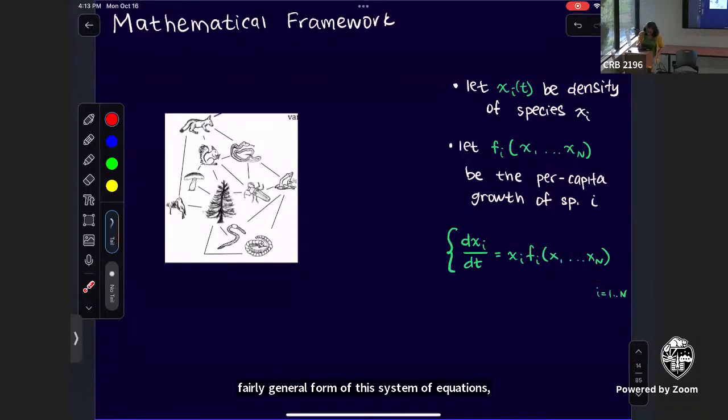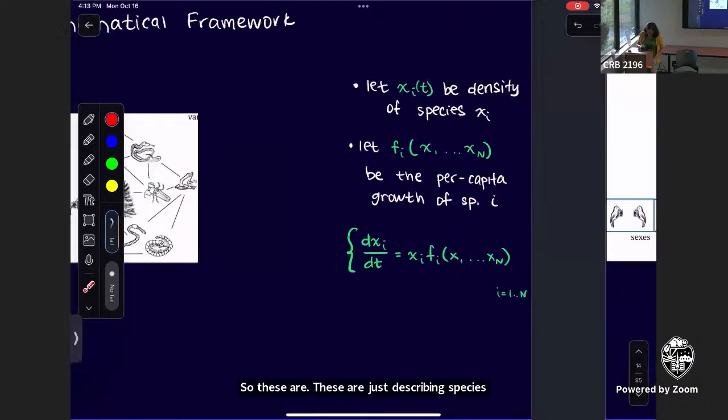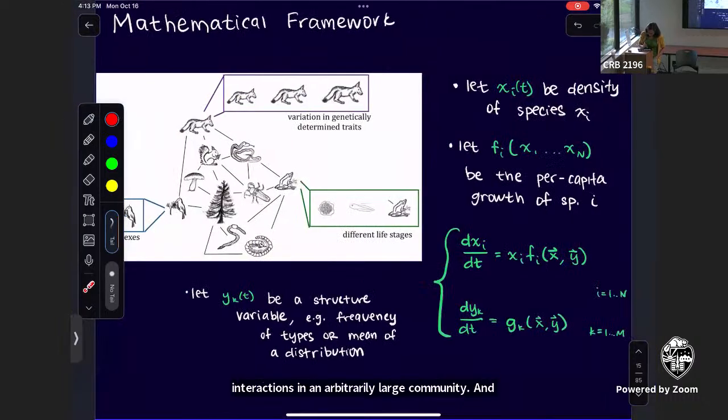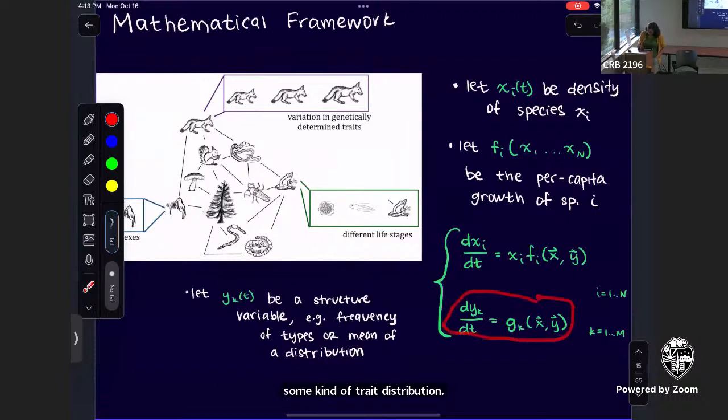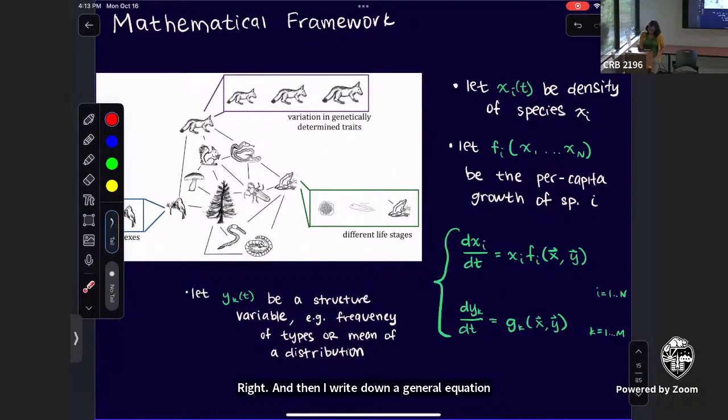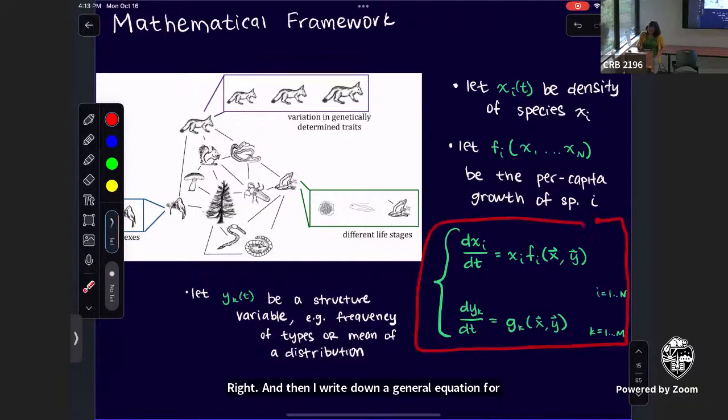So these are just describing species interactions in an arbitrarily large community. And to this, what we do is add a second set of variables that capture the structure or the internal variation within species. So for example, this could be the frequency of certain types within the population, or it could be the mean of some kind of trait distribution, right? And then I write down a general equation for how that changes over time. So this is the general structure of the model.